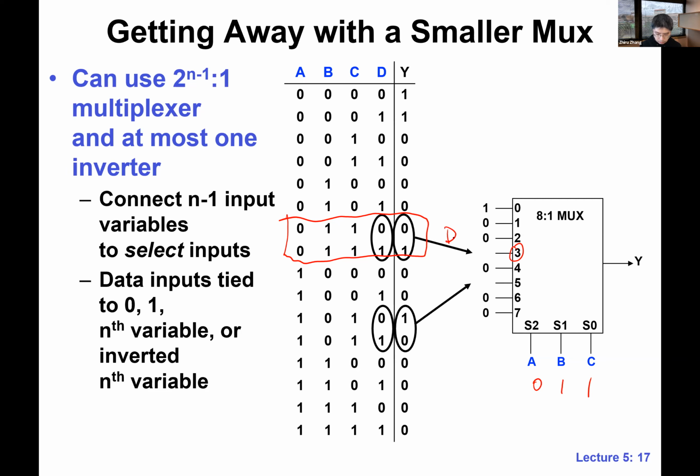Because Y for this specific input, for I3, for these two rows, Y agrees with D. So we just put D here. How about this one? How about I5? D not. So Y disagrees with D, and so they are opposite.